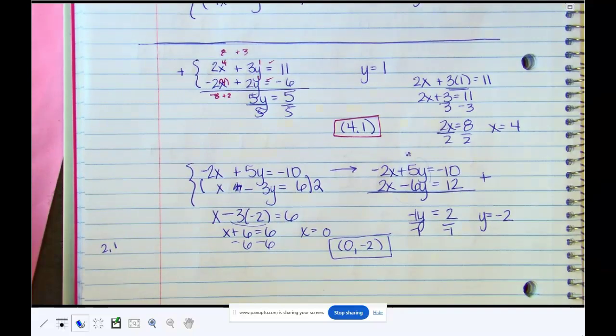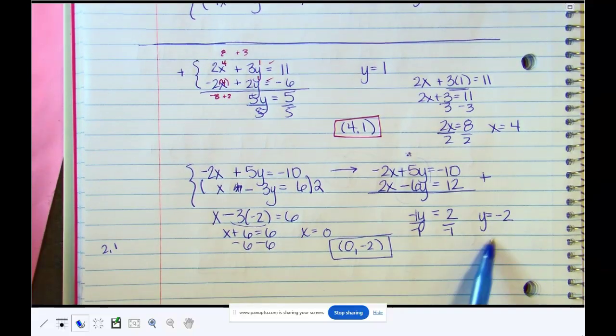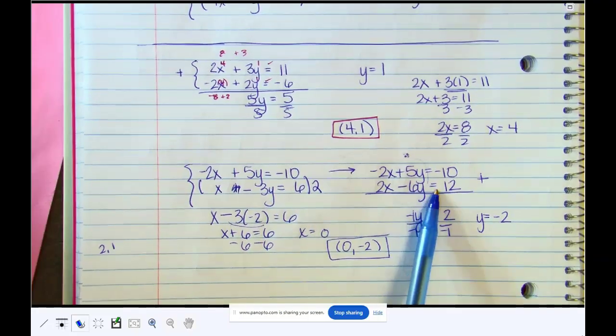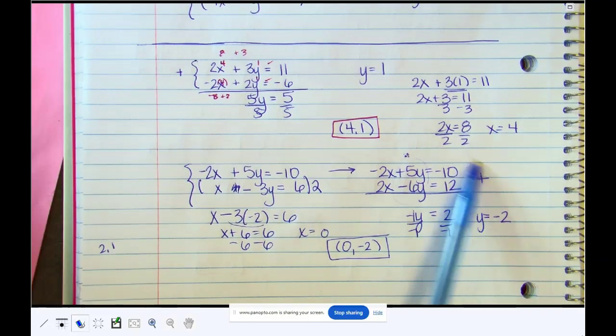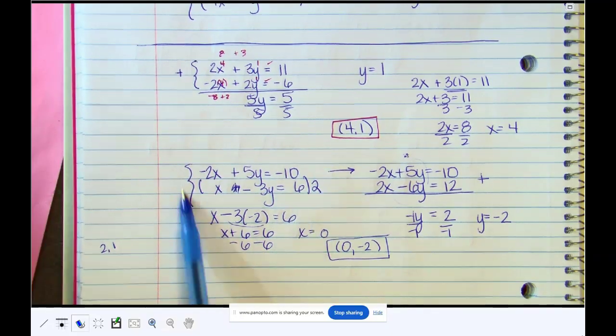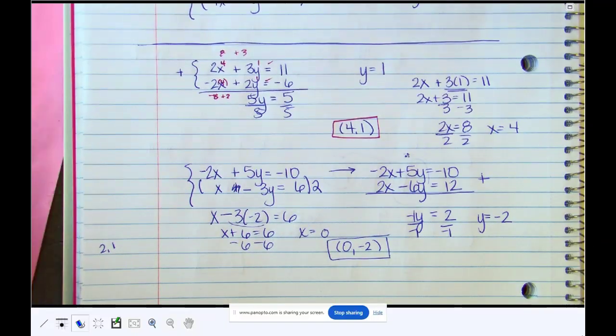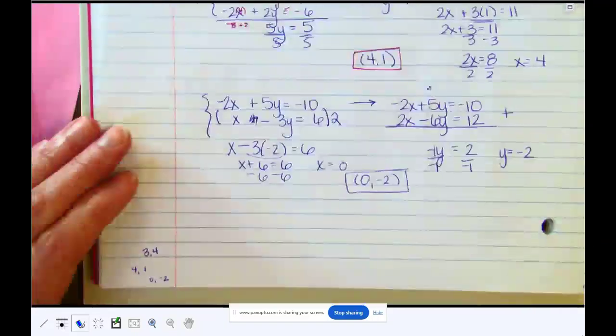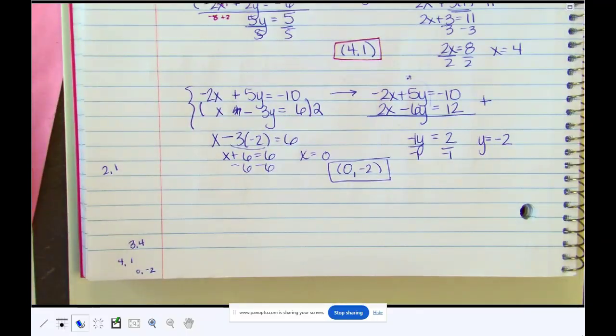So when you're going back to plug in the y, you go to the original equation? Yes, don't go to this one only because if you made a mistake in your multiplying, you won't catch it. So always go back to the original equation. Now, before I go too much farther, I want to talk about something McKinley asked yesterday.